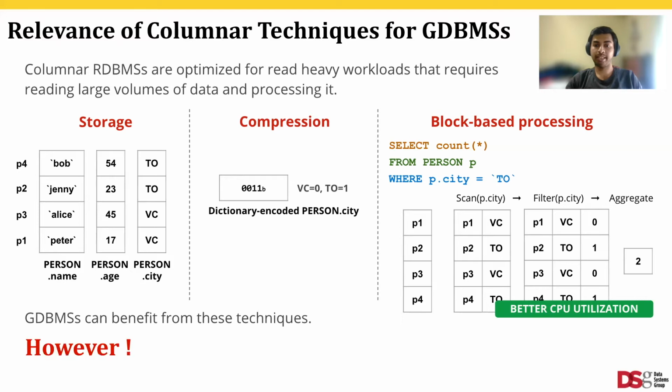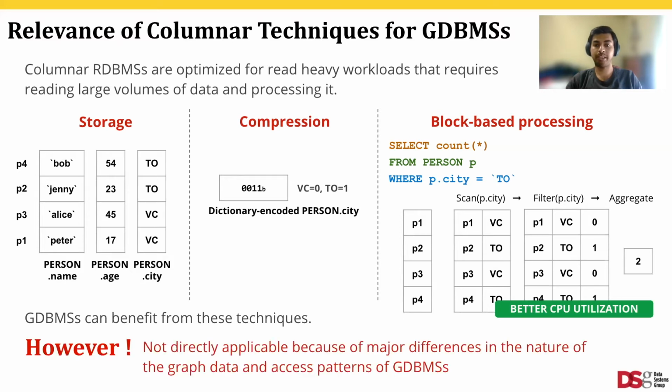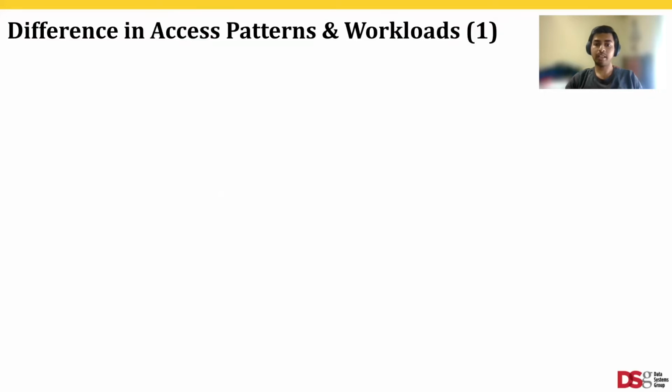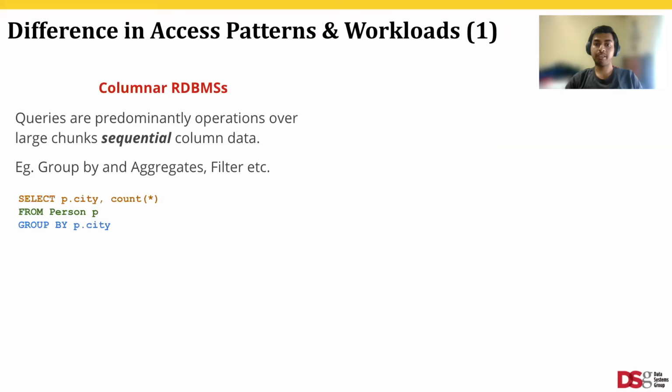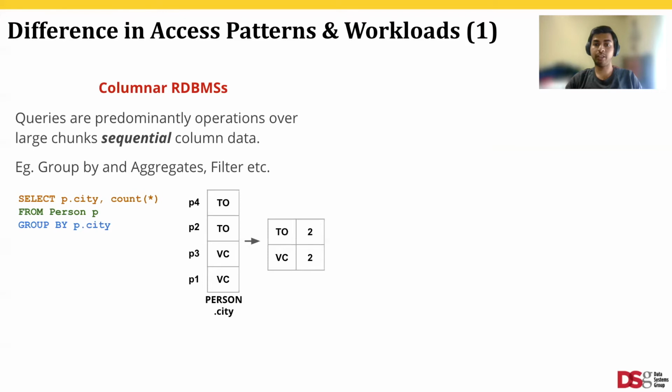However, as I demonstrate next, they cannot be directly applied as the two systems differ in their data access patterns and workloads. In this talk, I'll demonstrate only two differences. Others can be found in the paper. The first difference is that the two systems differ in data access. Columnar systems are optimized for queries performing sequential access on large chunks of data. A textbook query can be one heavy on filters, group bys, and aggregates, like the one shown here, which counts the number of persons in each city. For this, the system simply reads the city column sequentially and counts groups of values in it.